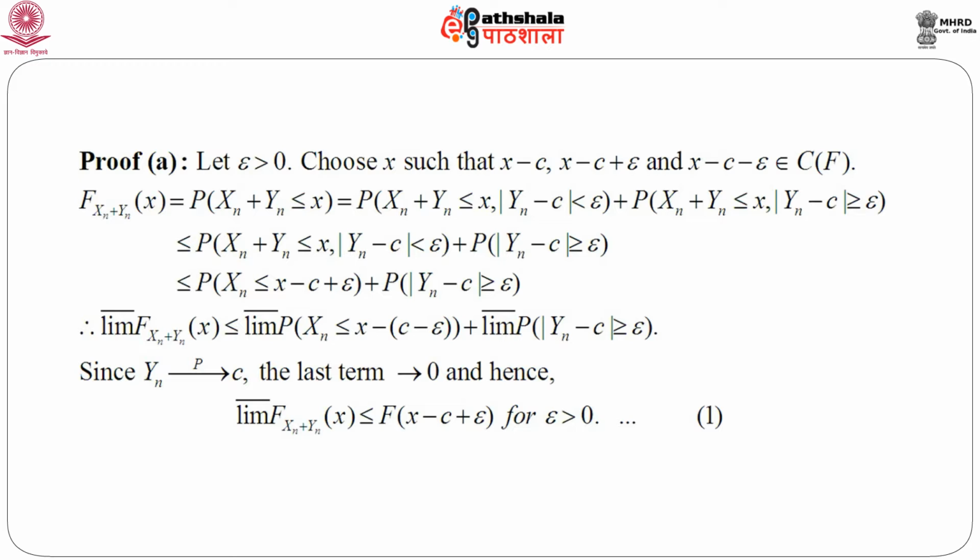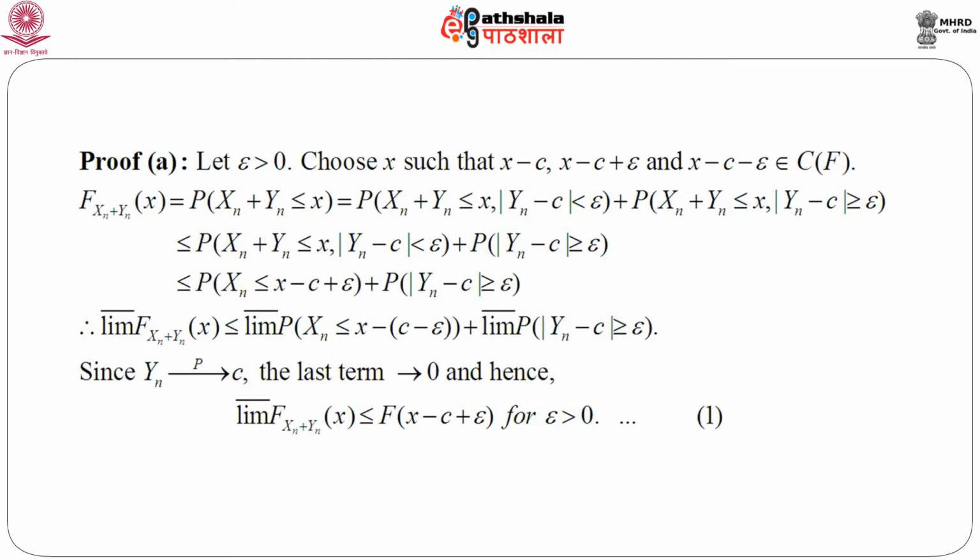Now, again, since we know that the probability of A intersection B is less than or equal to the probability of B, we can immediately write that this entire quantity is less than or equal to the first term plus we can replace the second term by the probability of |Y_n minus c| greater than or equal to epsilon. Again, the first term is a subset of X_n less than or equal to x minus c plus epsilon. So, this is less than or equal to the probability of X_n less than or equal to x minus c plus epsilon plus the probability of |Y_n minus c| greater than or equal to epsilon.